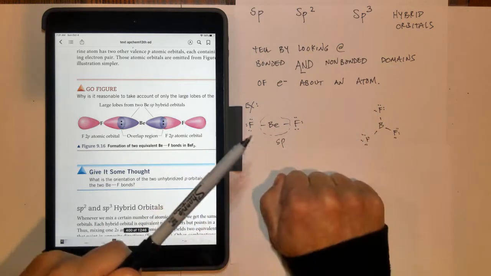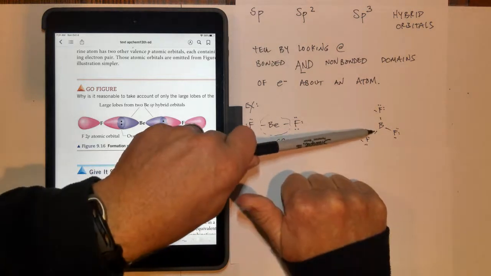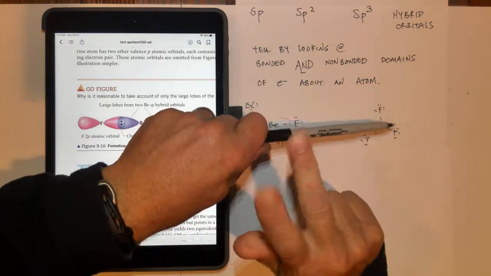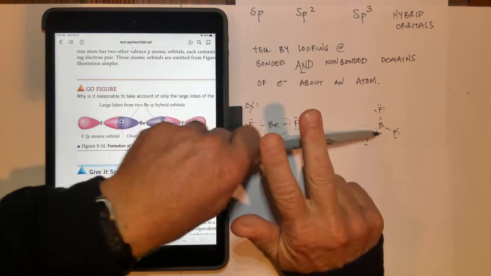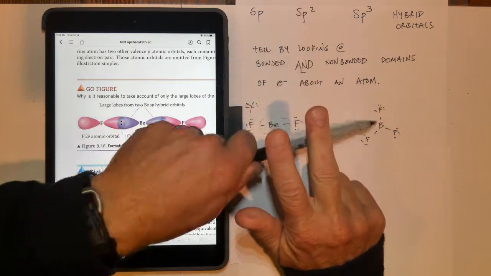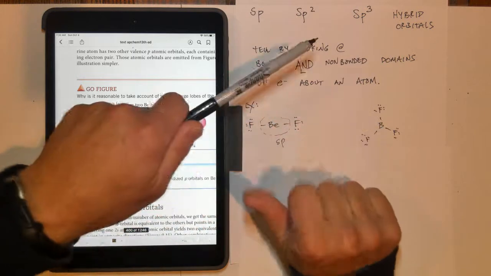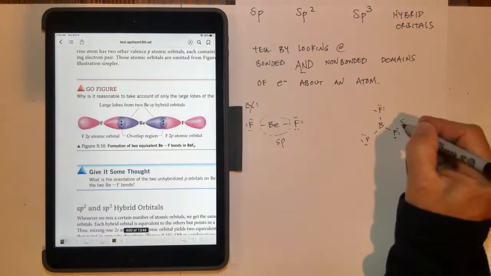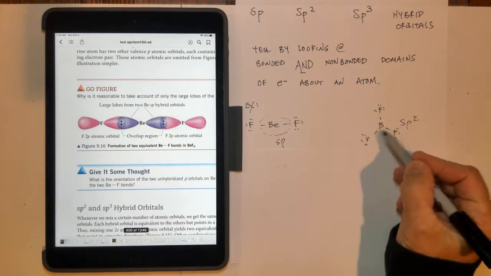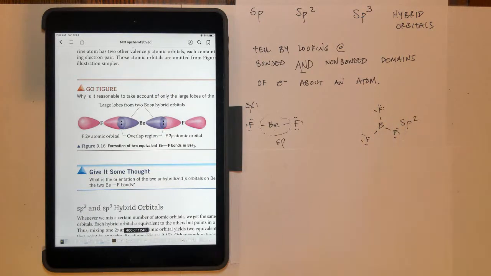Let's look at this one, BF3. So thumb out, fingers out, ready to go. S, P, P. And we're only looking at the central atom right here because that's the only thing we're really interested in right now, is what is the hybridization of the orbitals inside of the boron. S, P, P. Oh, this is sp2 hybridized because there are 3 electron domains total around the central atom.